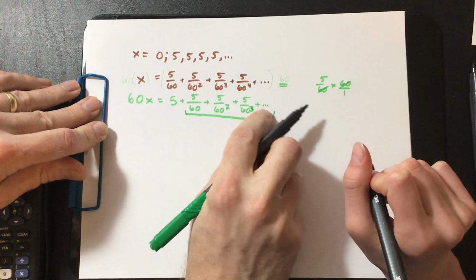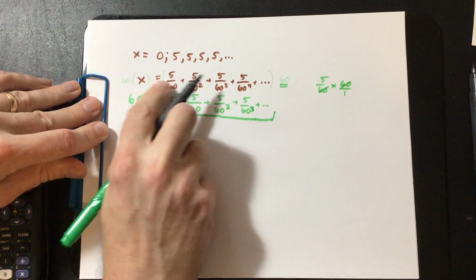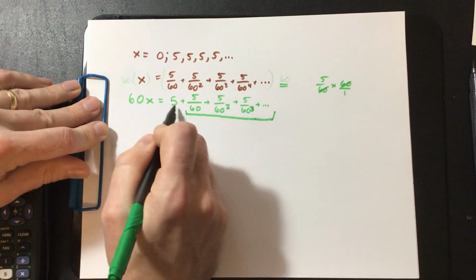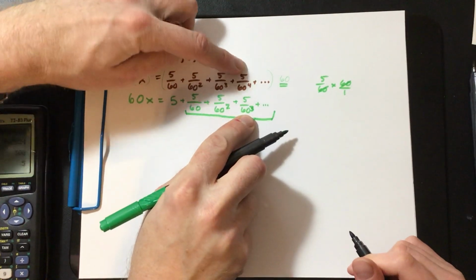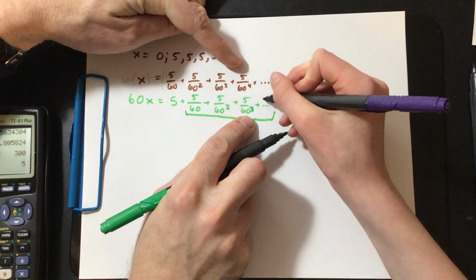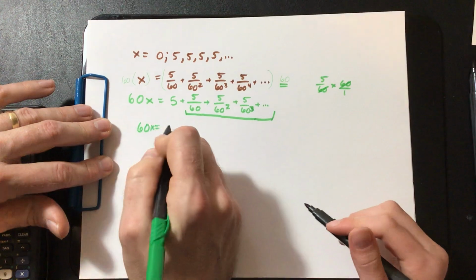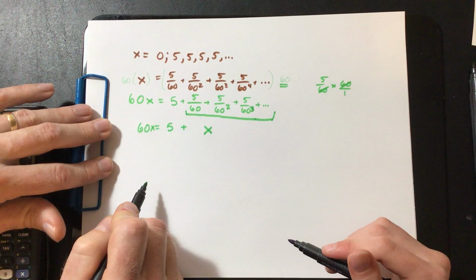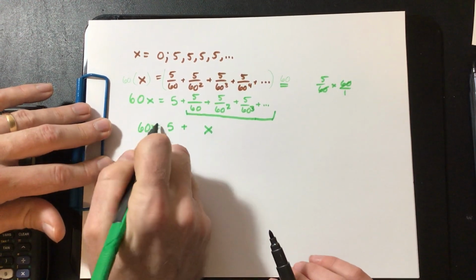You know what else is wacky? That whole thing that goes on for an infinitely long amount of time we've seen before. That is this number right here. Do you see that? Not the 5 part, but the 5/60ths. Where's the 5 over 60 to the fourth power? It would be in the next spot. So I could rewrite this equation as 60x equals 5 plus x.